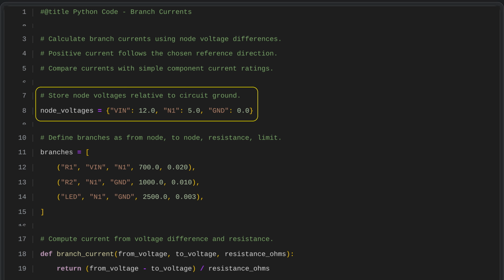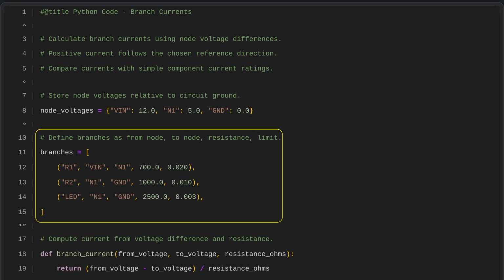A node voltage dictionary records each circuit node's voltage relative to ground. In this setup, the input node is 12 volts, an intermediate node is 5 volts, and ground is 0 volts. These values provide a common reference for finding voltage differences, which helps analyze current flow in the circuit.